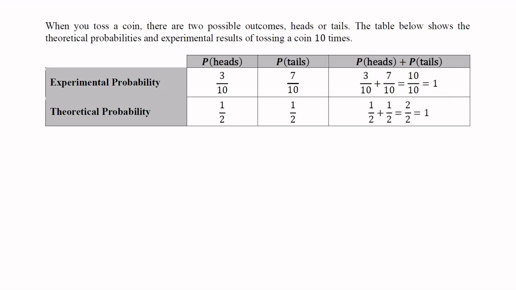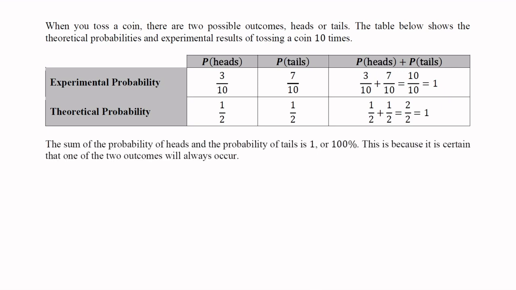If you add 1/2 and 1/2, you get 2 out of 2, which again is going to be 1. The sum of the probability of heads and the probability of tails is 1, or 100%. This is because it is certain that one of the 2 outcomes will always occur. And so that is our outcome for both experimental and theoretical probability, because there can be no other outcome other than heads or tails. So the probability of an event happening plus the probability of an event not happening has to be 1.